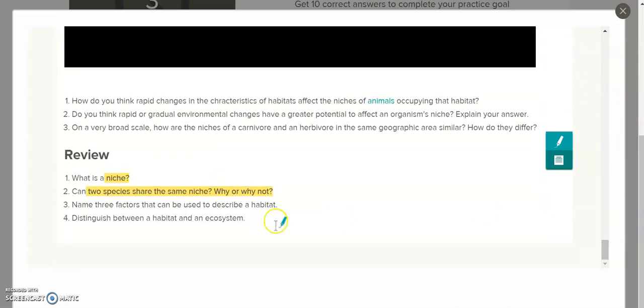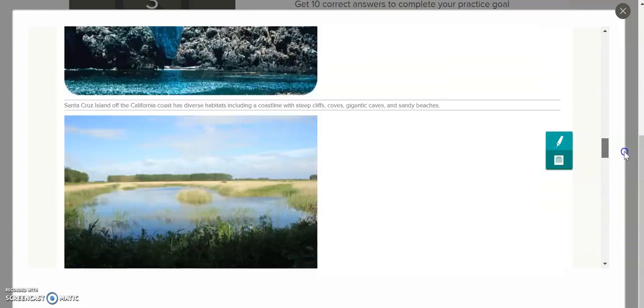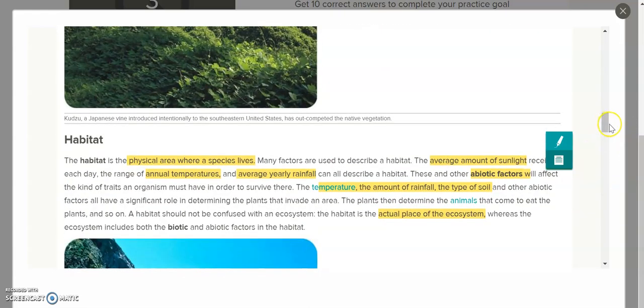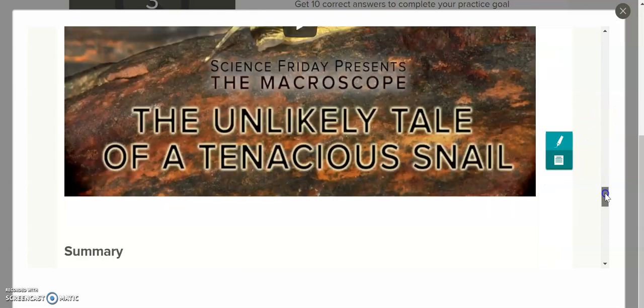Let's continue back down. Name 3 factors that can be used to describe a habitat. Well, we knew these were all abiotic factors. So again, we knew from our reading, if we just scroll back up real quick, just to prove to you it's all here, we have temperature, rainfall, and type of soil.